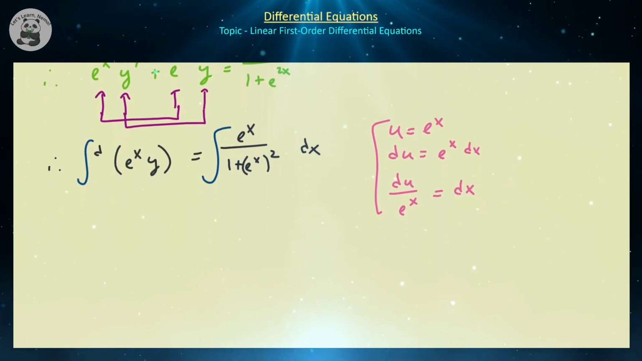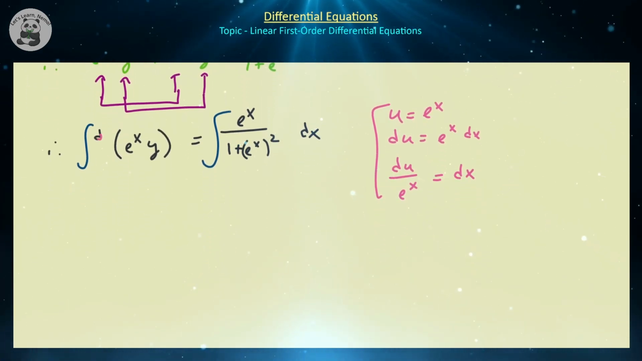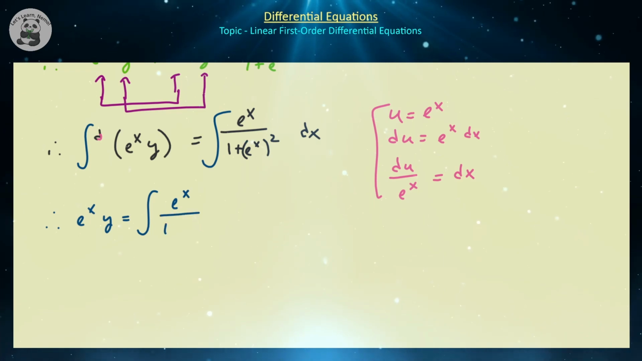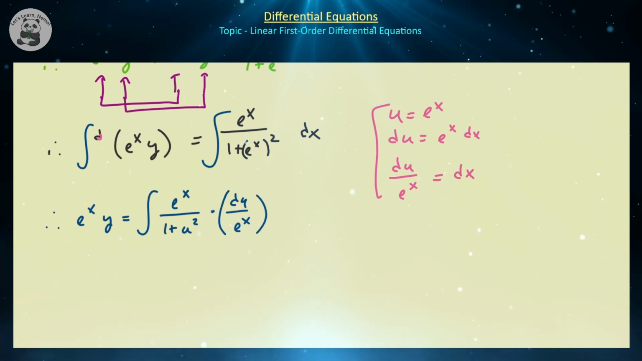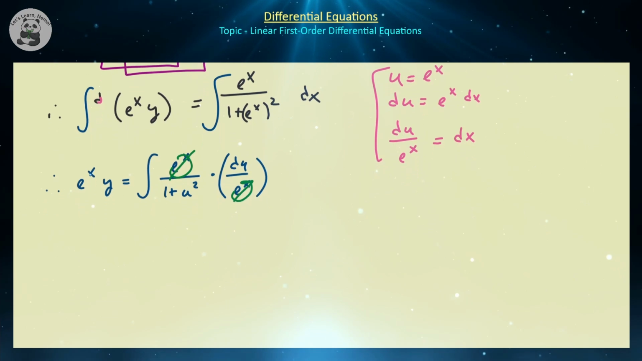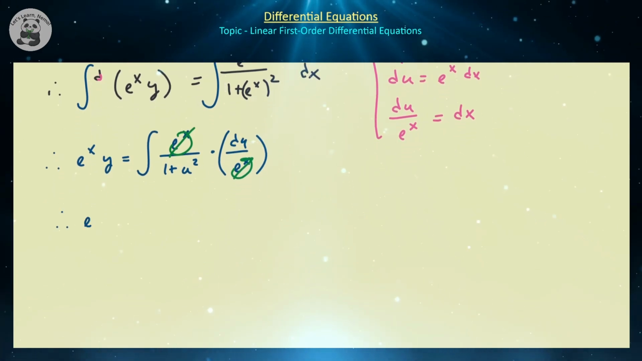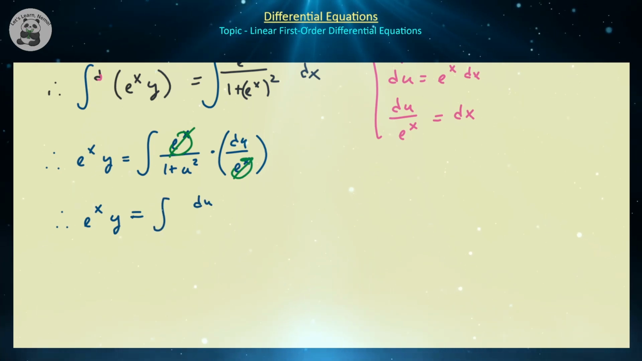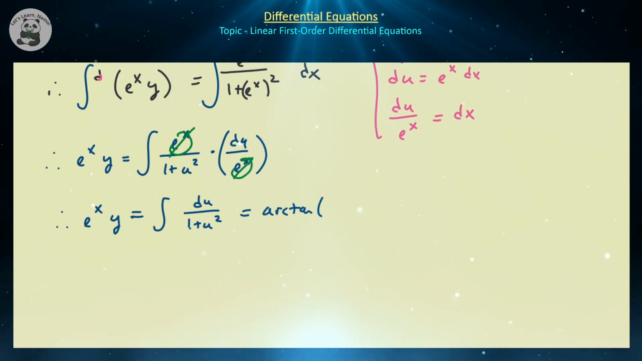So once I have that, the integral of d(e^x y) is just going to be equal to e^x y. And on the right-hand side, we're going to have the integral of e to the x all over 1 plus u squared times du divided by e to the x. So once we have our e to the x there, we see that they nicely simplify. So what are we left with? We're going to be left with e to the x times y is equal to the integral of du over 1 plus u squared, which we should know as the arctangent of u plus some arbitrary constant c.